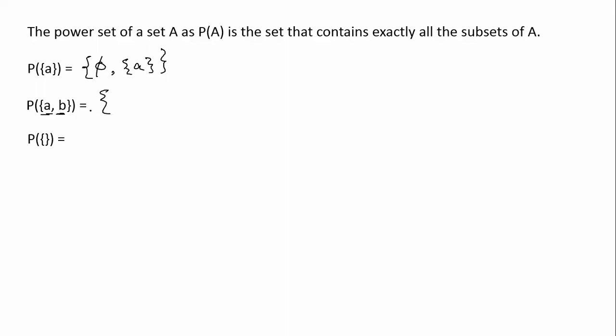A set consists of two elements. Its power set will contain 2 to the power 2, that is 4, elements. The empty set is a subset of any set. Then this will be another subset of the given set. This will be another, and the set itself is a subset of itself. So these are the 4 elements.